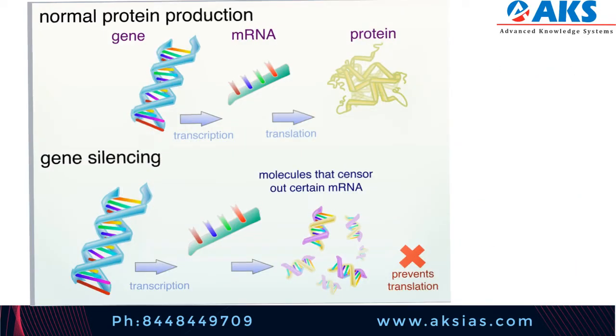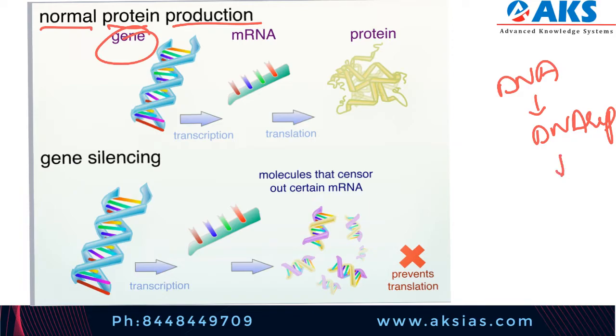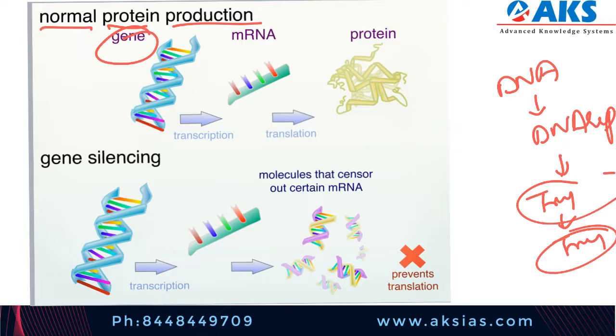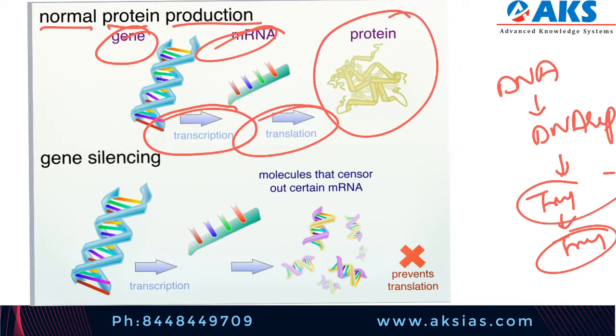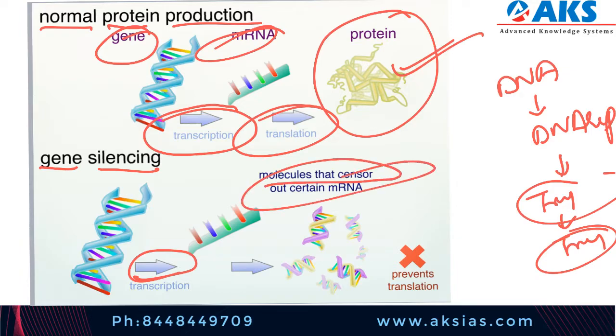We just have to understand what it is. This is normal protein production. This is the gene. In DNA, there is DNA replication, and in that you have transcription and translation processes. Here in normal protein production, transcription has happened, mRNA has come in, translation has happened, and the protein is expressed. But what we do in gene silencing is, after transcription, the molecules that censor certain mRNA remove it, so they prevent translation and the protein is not expressed.